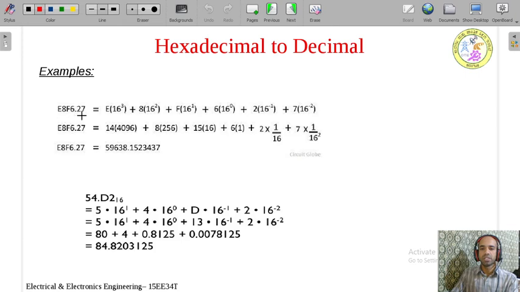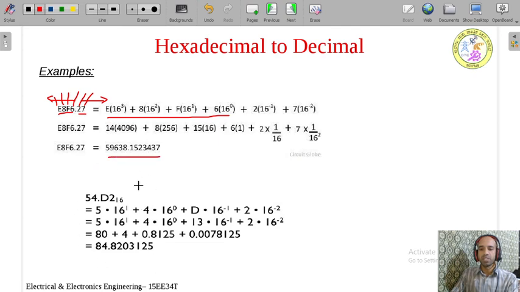E8, F6, 27. So same thing we need to do. Integer part is there. Take this order, multiply this with 16 power 0, 16 power 1, 16 power 2, 16 power 3. So the same thing we have done here. And for the fractional part, follow this order, multiply this with 16 power minus 1, 16 power minus 2. Then take the calculator and perform the addition operation. You will get this answer.